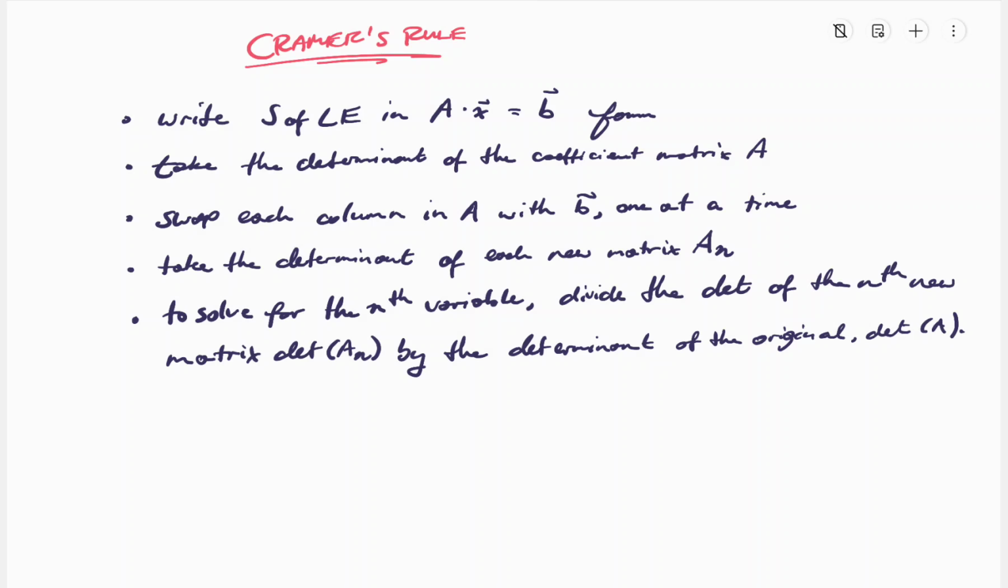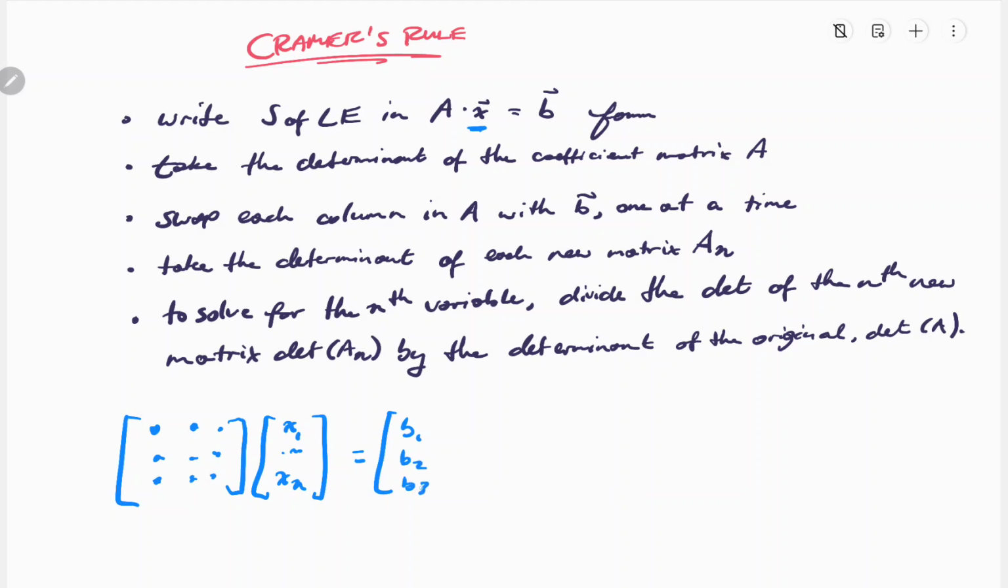So the next step after that is to take the determinant of the coefficient matrix A, and then we're going to put that aside, and then you're going to swap each column in A with the numbers in B one at a time. So let's say we had A, which is, let's make it 3 by 3, times the variable vector, x1 all the way to xn, which would equal b1, b2, b3. They can be any number.